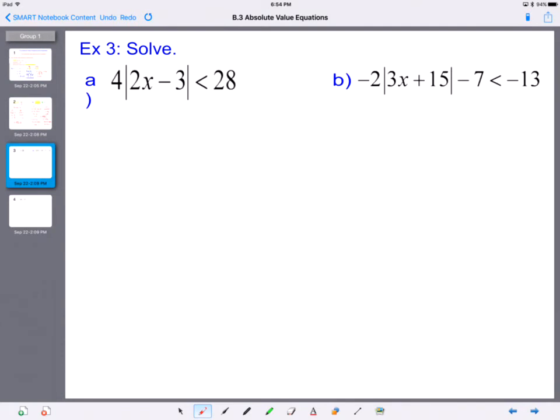Alright, let's move on to inequalities. On this one we have the absolute value of 4 times the absolute value of 2x minus 3 is less than 28. So once again we have to isolate. The 4 is causing a little bit of an issue, but we can fix that. If we ever multiply or divide by a negative, don't forget that we do need to change the inequality sign. In this case, we're okay. So we've isolated it.